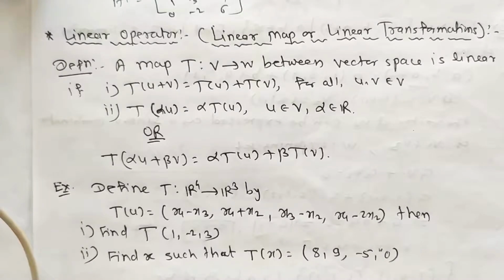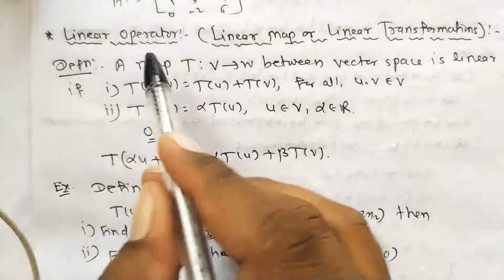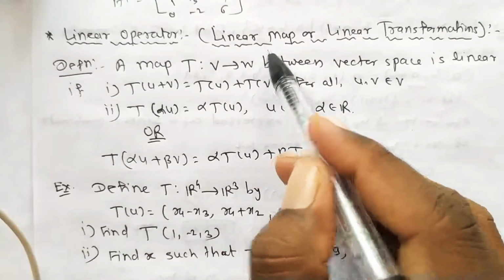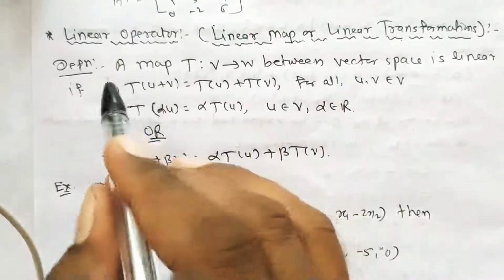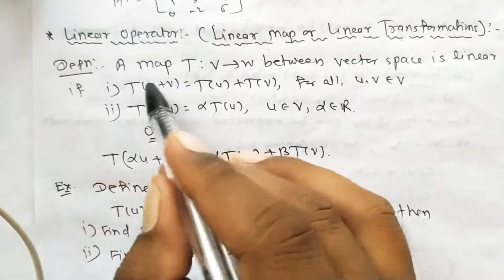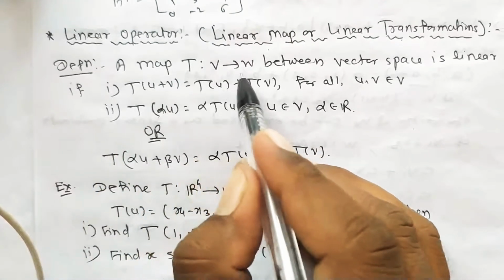Today we are going to start a new topic, that is linear operator. Linear operator is also called a linear map or linear transformation. Okay, so how to define this linear transformation or linear map? The definition is a map T from V to W.